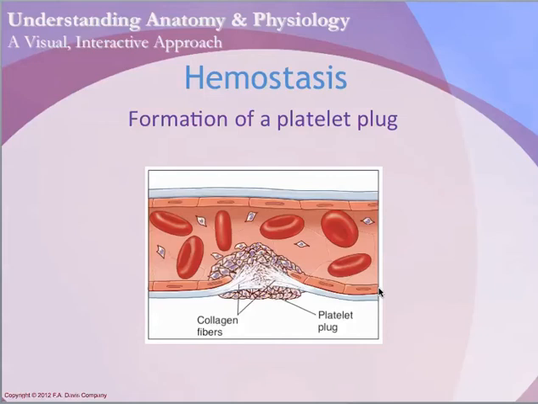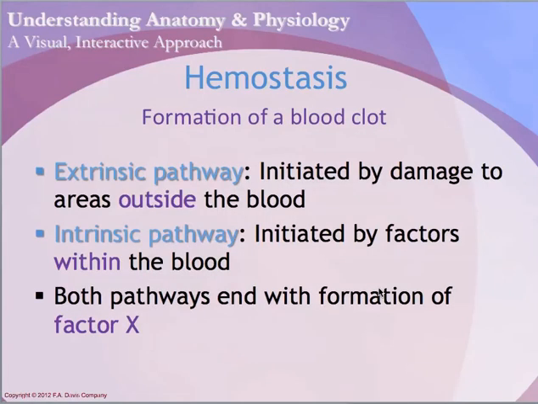They also secrete a whole bunch of chemicals, and some cause the vessel to constrict further, and some attract more platelets. So this platelet plug forms a temporary seal in the vessel wall as we lead up to a more stable solution of a blood clot. The formation of the blood clot is really the most stable way to stop the bleeding.